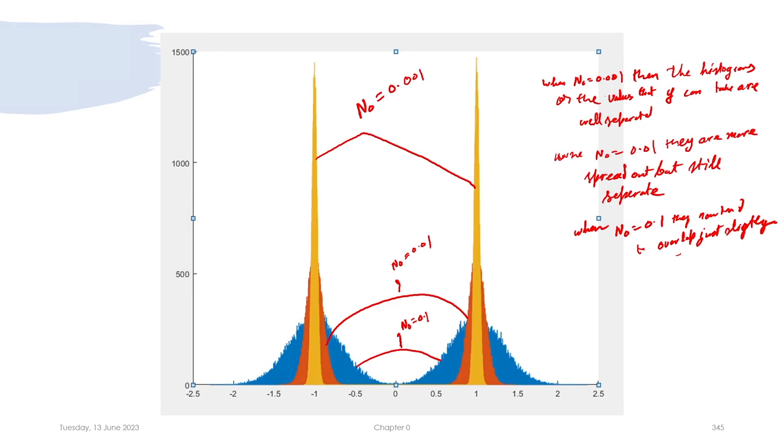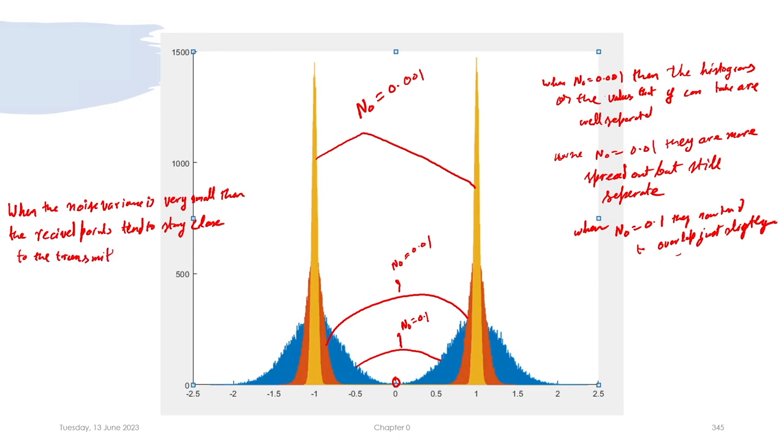You see that these regions correspond to the range of values that a particular transmitted point can take. So when the noise variance is particularly small, say 0.001, which is 10 to the power minus 3, the received points tend to stay very close to the transmitted points.